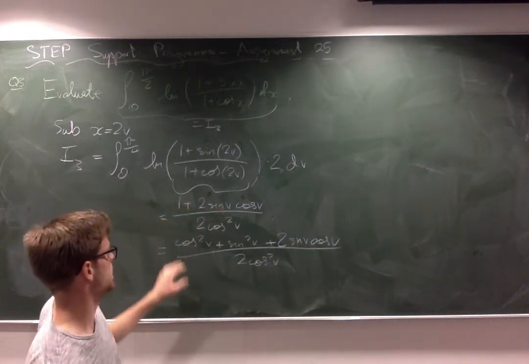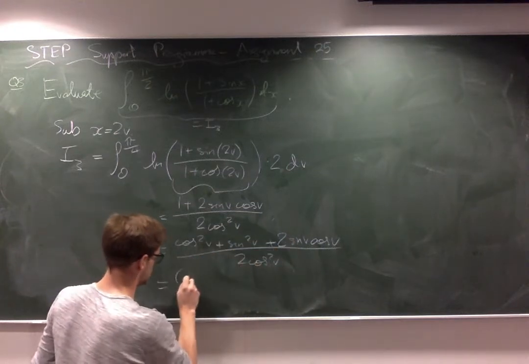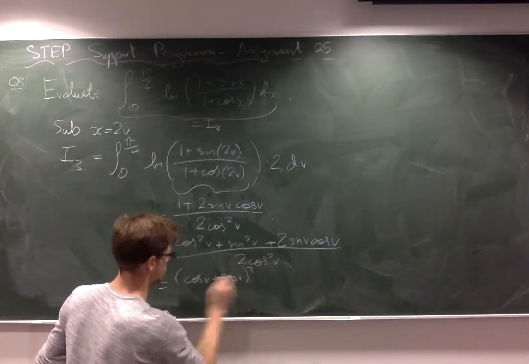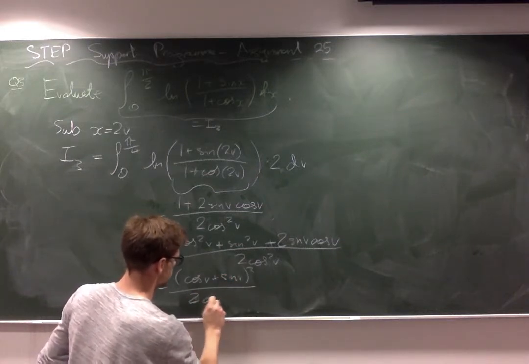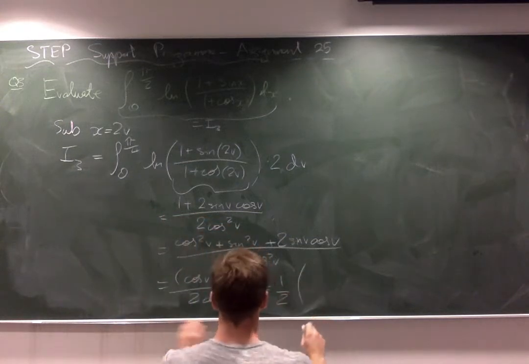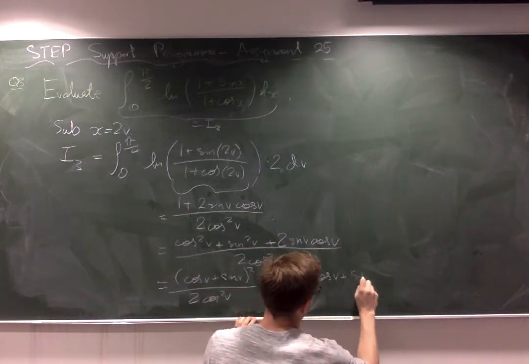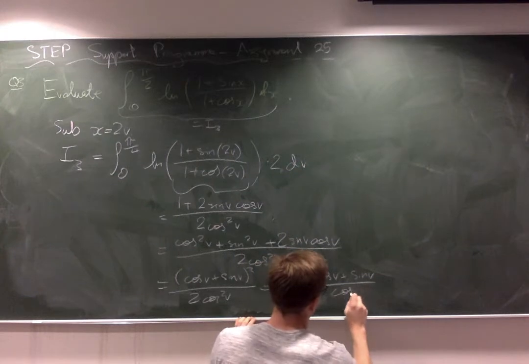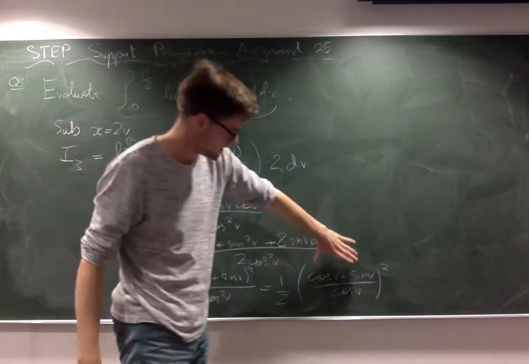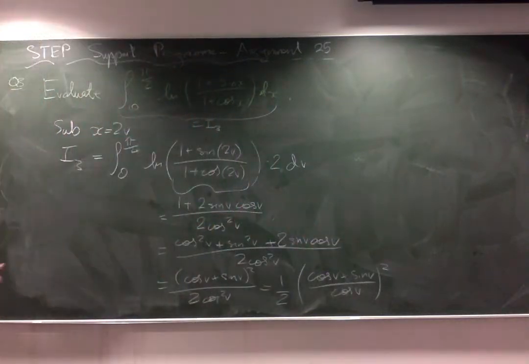Okay, what happens? Well, this is just a square. So we get cos v plus sine v all squared, all over 2 cos squared v, i.e. a half times one fraction all squared, cos v plus sine v over cos v. Excellent. In fact, even better than excellent, because this is exactly 1 plus tan v. So now we're looking pretty good.